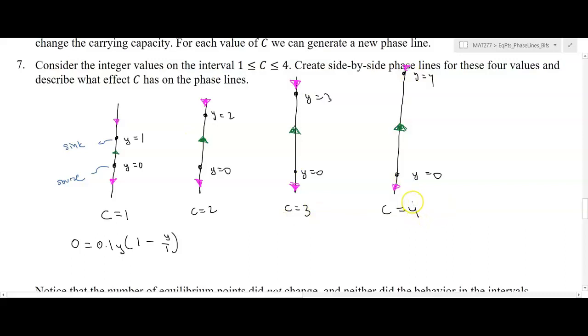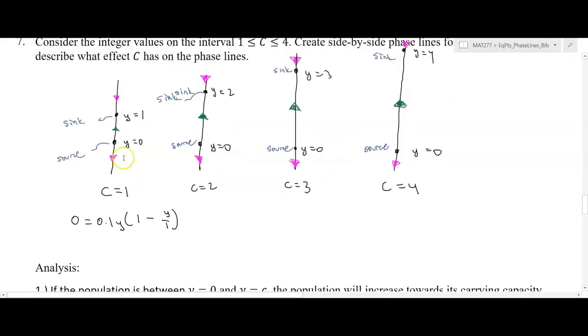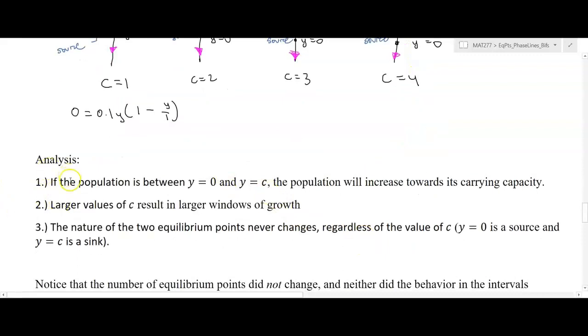And what that also means is that in all 4 instances, the population behaves in the same way between the intervals. And notice that the classification of our equilibrium points is still sink, source, sink, source, sink, source. And again, the last one, y equals 4 is a sink and y equals 0 is a source. So here's our analysis, or the conclusions of it.